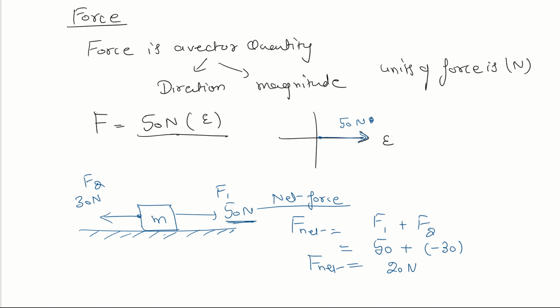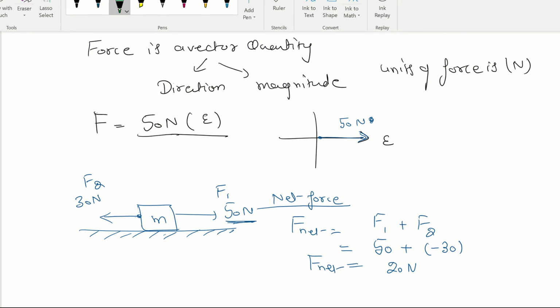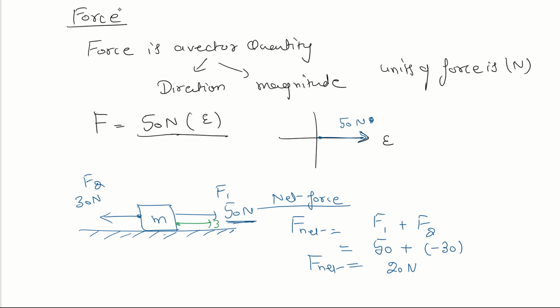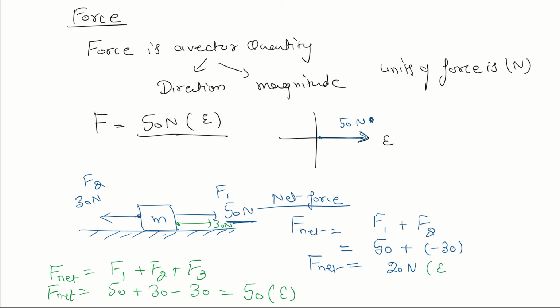Now let's say one of my friends wants to help me, and he starts applying 30 newtons in the forward direction also. So I want to find the net force acting on the object now. F net will be equal to, again, the sum of all the forces, F1 plus F2 plus F3. So that's what it will come down to, 50 plus 30 minus 30. F net value will be equal to 50 newtons, but I have to specify the direction. Because this is positive, so east. This was positive, so this was also east.